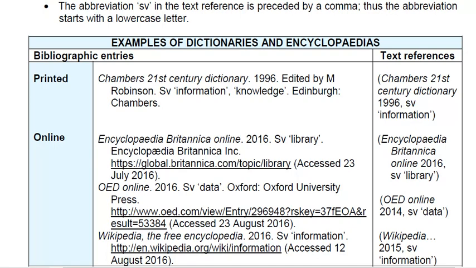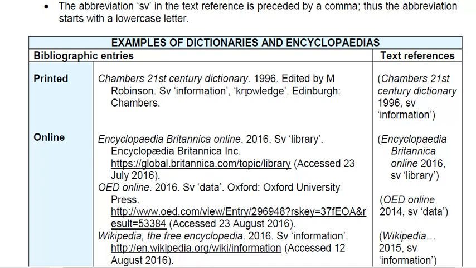Then we have the date or the year of publication. Then we have to mention the contributor or the editor. It is edited by M. Robinson. It is the initial, no punctuation, then his surname. Then we have the name that we are actually looking for here. We are going to write SV, then the word or item that we are dealing with, the definition or whatever that we are looking for. I don't know how to explain this, but you know what I'm trying to say. In a dictionary or encyclopedia, we're actually looking for definitions and all that.